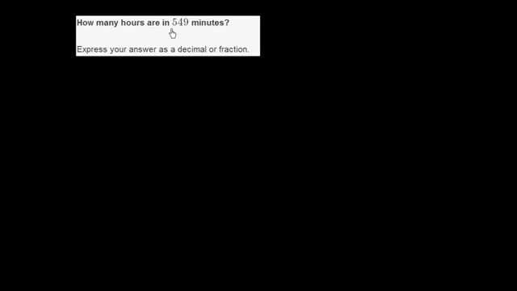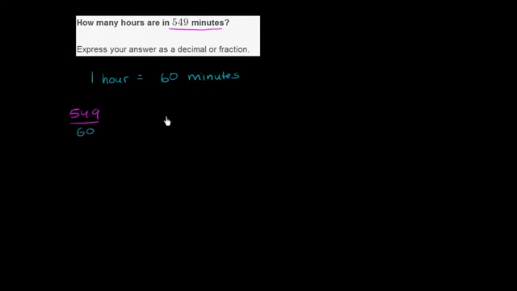How many hours are in 549 minutes? And we can write it as a decimal or a fraction. So essentially, we're going to take 549 minutes and divide them into groups of 60. Why 60? Because we know that 1 hour is equal to 60 minutes. So it's essentially saying how many groups of 60 minutes can we divide 549 into? This is how many hours we're going to have.